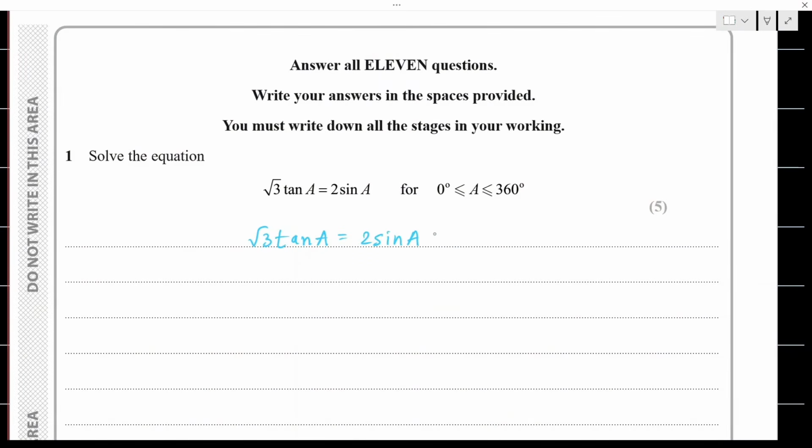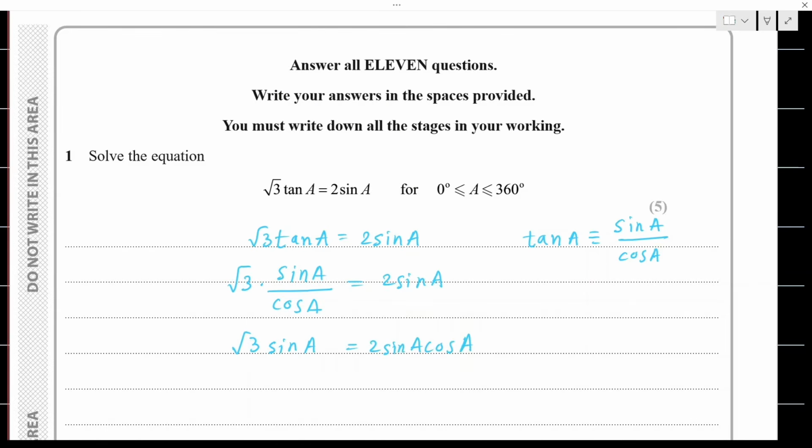So root 3 tan A is equal to 2 sine A. We know that tan A is equal to sine A divided by cos A. So here we can replace tan A with sine A divided by cos A. Doing that will give us root 3 sine A divided by cos A is equal to 2 sine A. Now I can move the cos A term to the right side. Doing that will give us root 3 sine A is equal to 2 sine A cos A.